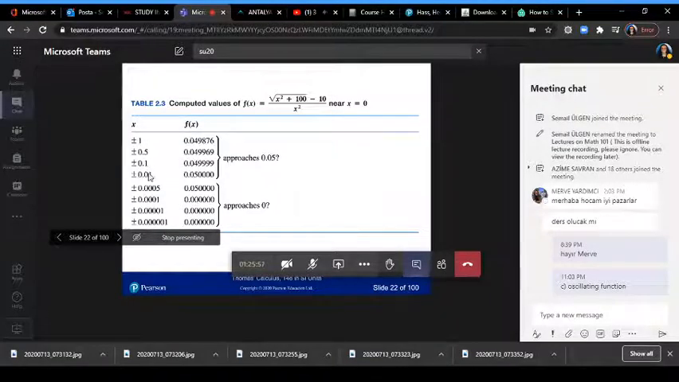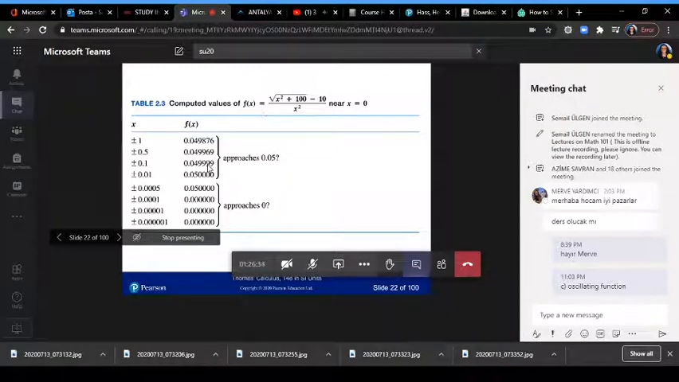So you just choose some points close to 0: plus or minus 1, plus or minus 0.5, plus or minus 0.1, plus or minus 0.001, etc., if you continue like that. You look at the corresponding f values. You put all these values in, and you get these values. Okay, so look at these values. If you stop here and just take a look at the first 4, it seems like it gets close to 0.05.